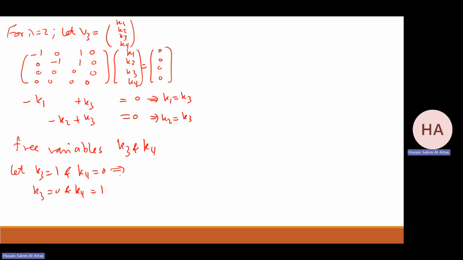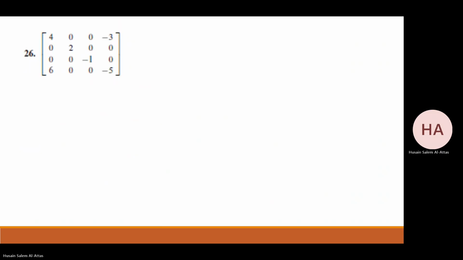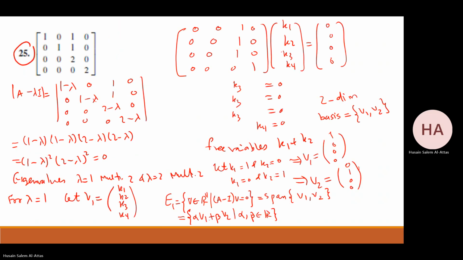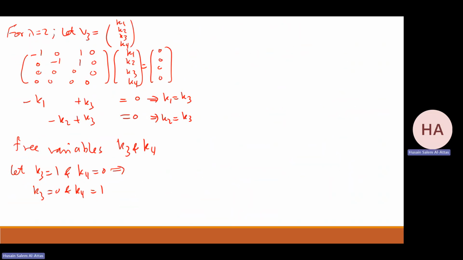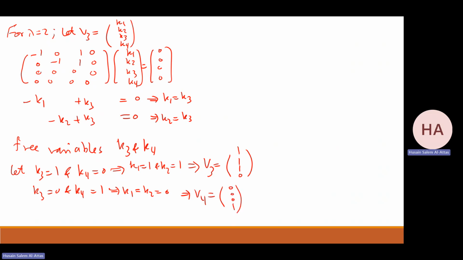Now what will be K1 in this case? K1 equal 1 and K2 equal 1 also. So I have my V3, that will be 1, 1, 1, 0. Here, K3 equals 0, so K1 equals K2 equals 0. So V4 will be 0, 0, 0, 1.